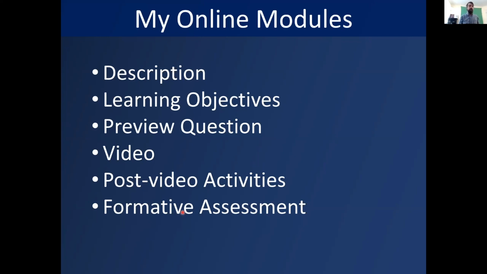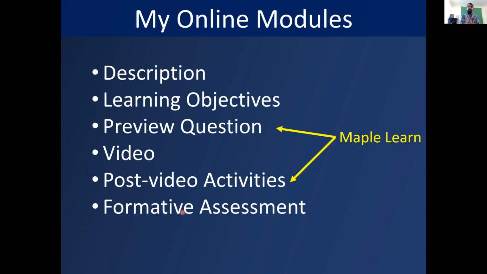So now I want to really think about, and I should add that for me personally, and different people may differ, it's in that preview question and the post-video activities that I am most likely to use a tool like Maple Learn, which we're going to talk about at the end of this little workshop.